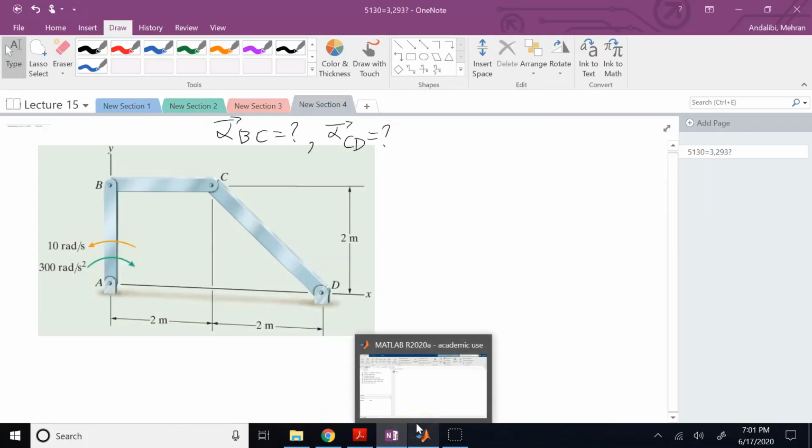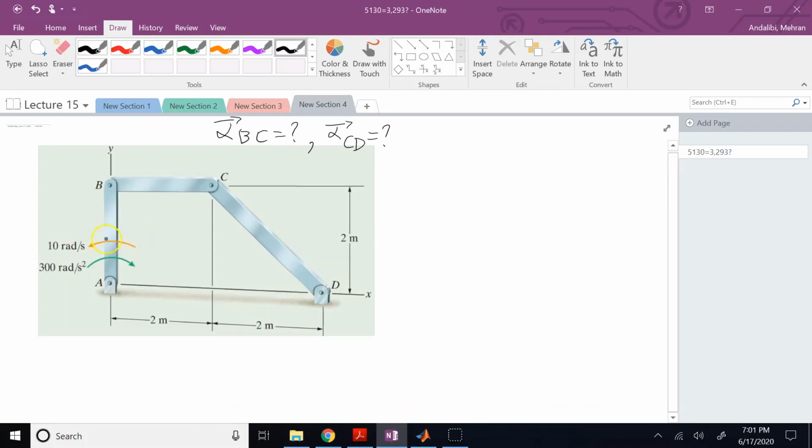It does not matter. So first we start from the member we know something about and move toward the members we don't know. So we start with AB. We know something about A, and we're going to go for B. So we say V of B is first V of A plus omega of AB cross R of B with respect to A. And we know that V of A is 0. Omega AB is positive 10K.